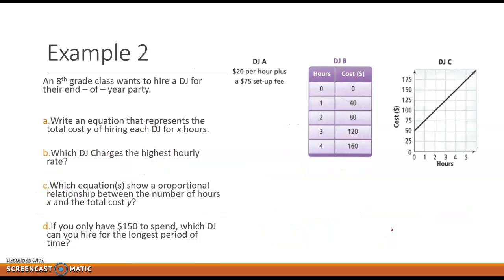All right, next example. An 8th grade class wants to hire a DJ for their end of year party. Write an equation that represents the total cost of y for hiring each DJ for x hours. That's our first stop. So DJ A is $20 per hour. So that's our m that we have in x, right? So $20 per hour plus a $75 setup fee. So plus 75. So that's my equation. y equals 20x plus 75.